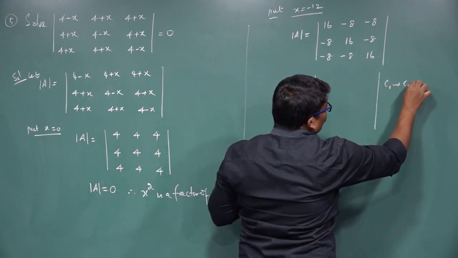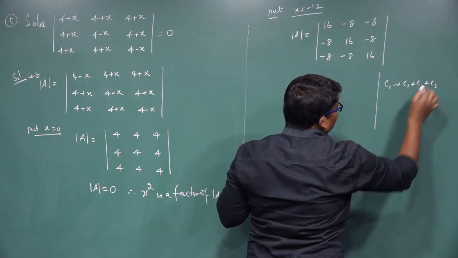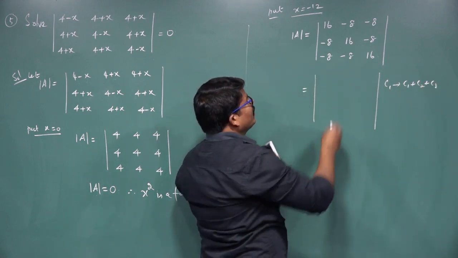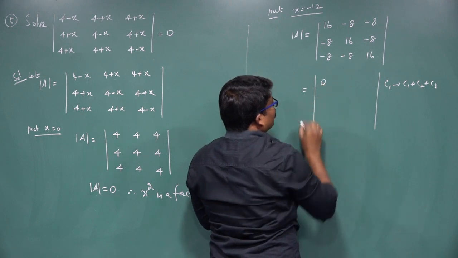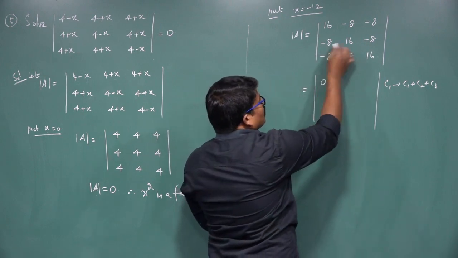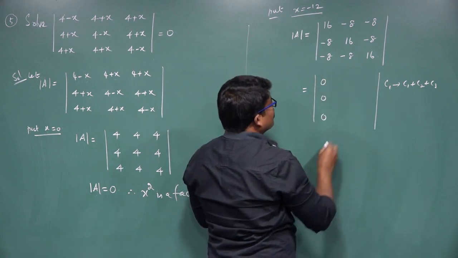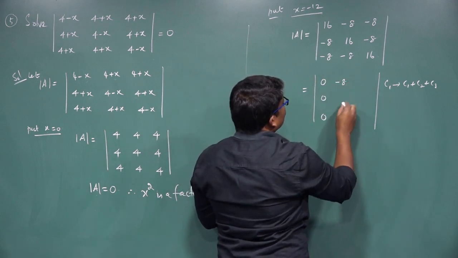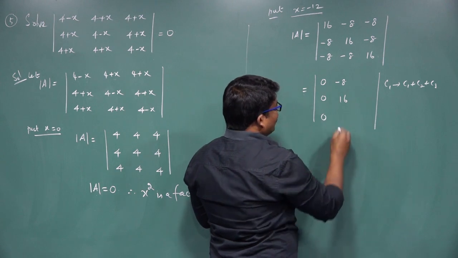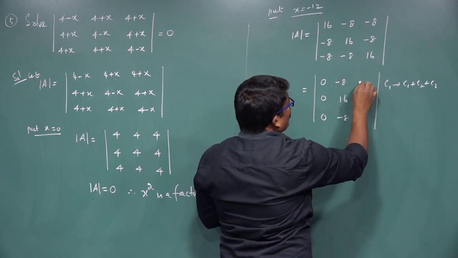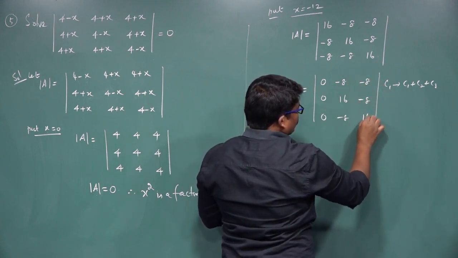C1 becomes C1 plus C2 plus C3. 16 minus 16, the value is 0. And the second column is minus 8, 16, minus 8. The third column is minus 8, minus 8, 16.